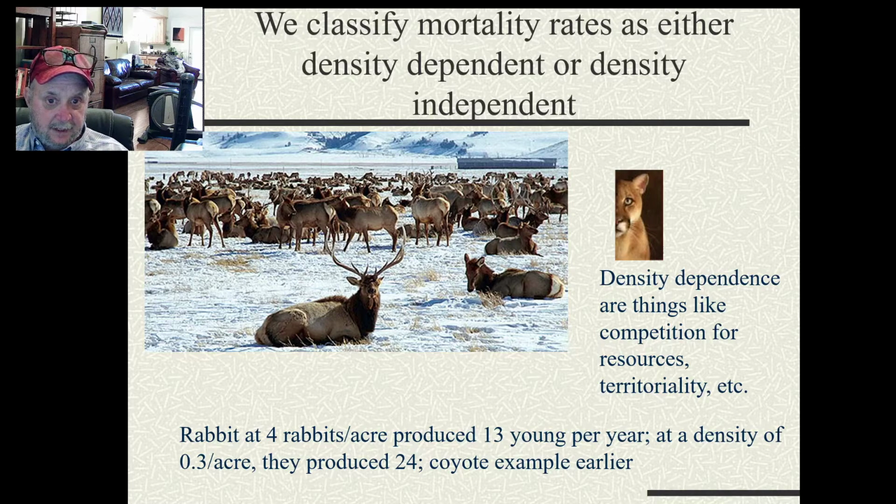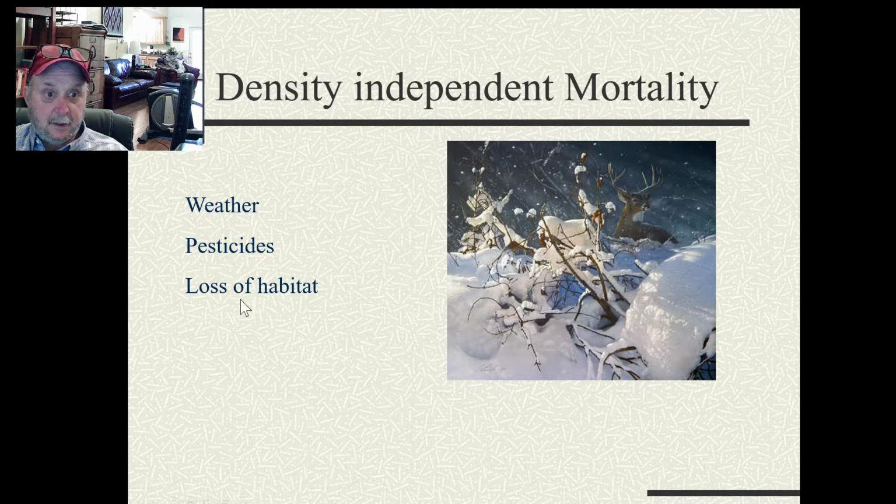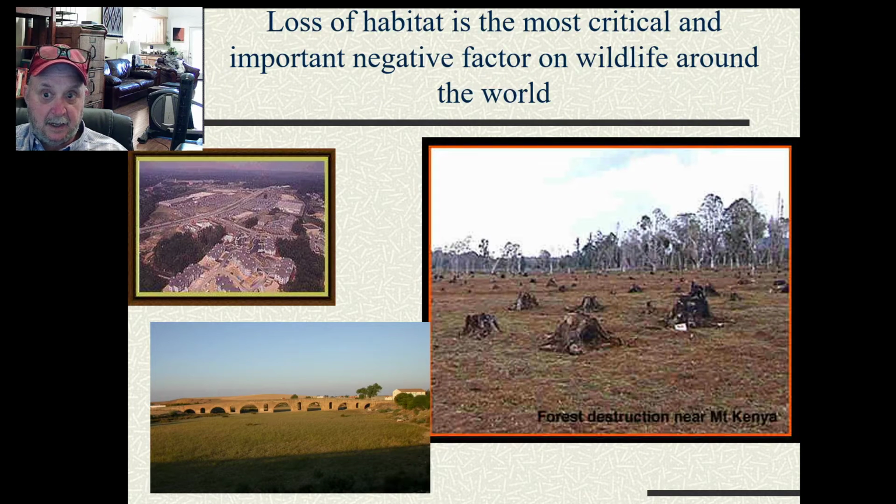When you have dense populations, like the data says here, on a particular island, 4 rabbits per acre produce 13 young per year. At a density of 0.3 per acre, so instead of 4, there was only a third of a rabbit, they produce 24. And remember the coyote examples earlier. Animals can reproduce much faster when they're at a lower density because they're not competing with each other for food. That's the take home. Density independent mortality: weather, pesticides, and the biggie, loss of habitat.